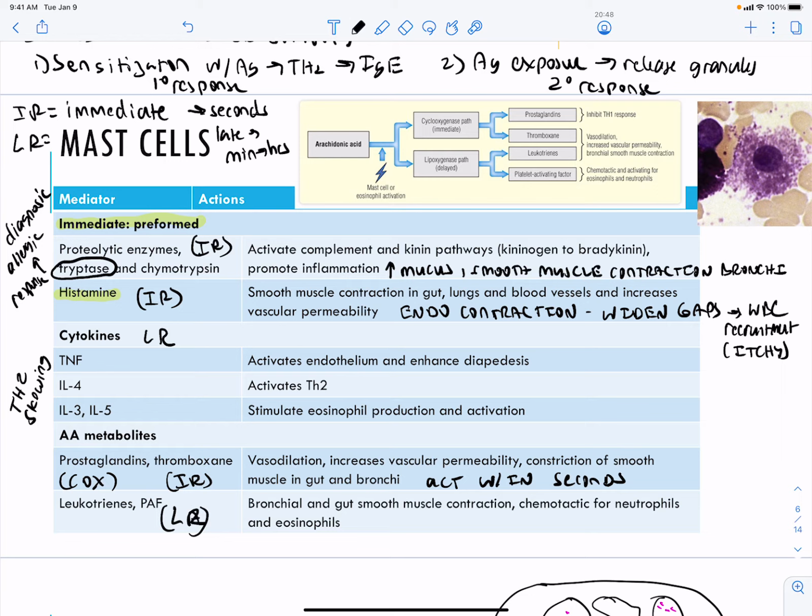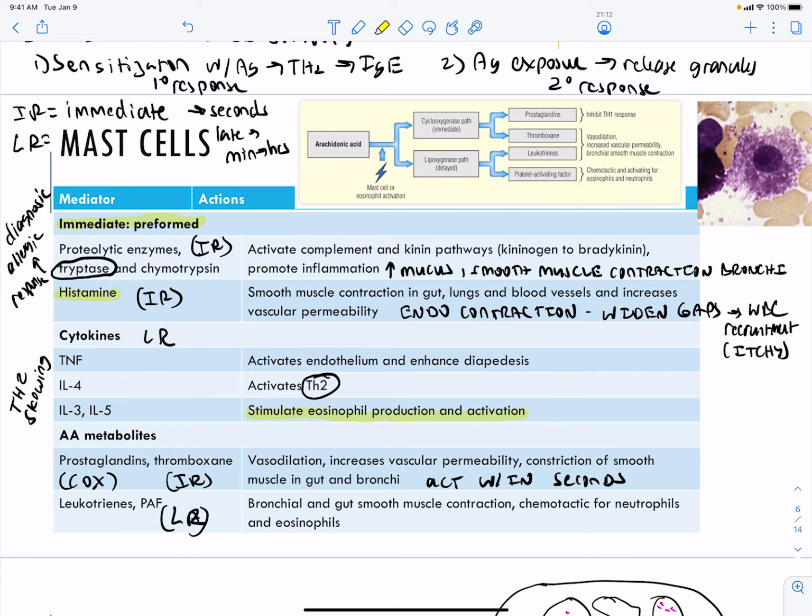Your IL-4 is obviously a Th2 driving cytokine. And then IL-3 and IL-5 are going to stimulate eosinophil production, release, and activation. And so again, this goes back historically to eosinophils are going to be a major defense mechanism against parasitic infections.